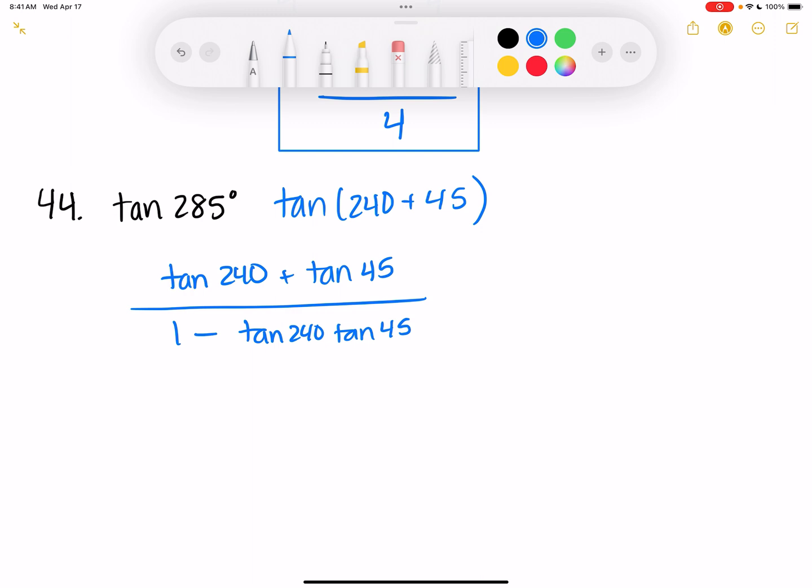So remember, on the unit circle, the tangent values are the ones that are the most outside. They're the ones that are some combination of either 1, root 3, or root 3 over 3. So what is the tangent of 240?